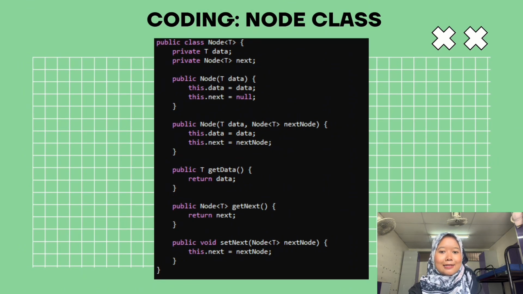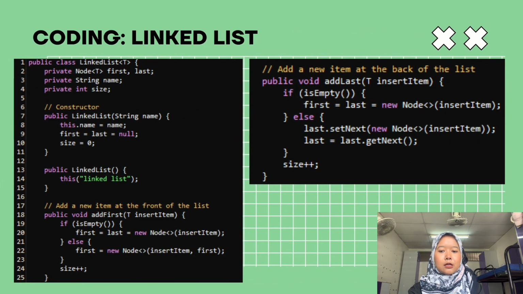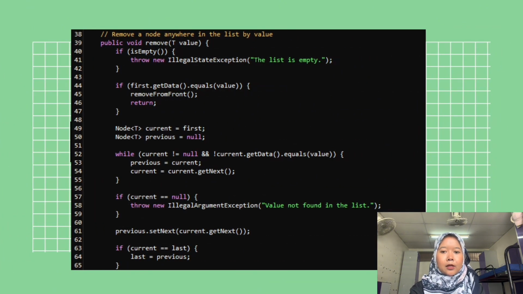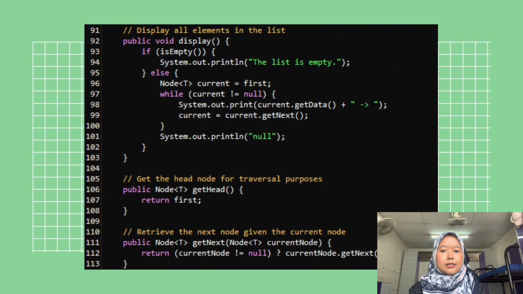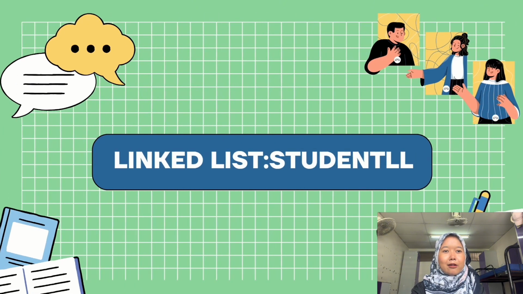Next we have a node class. And then in our linked list, we have options to add a new item at the front of the list, add a new item at the back of the list, remove a node anywhere in the list by value, remove the first item from the list, determine the size of the list, and check if the list is empty. And next is display all elements in the list and get the head node for traversal purposes, where we can traverse any data in the input file, in the list, and then retrieve the next node given the current node.